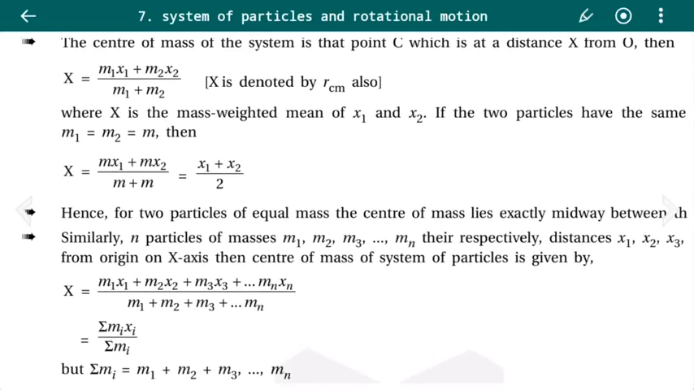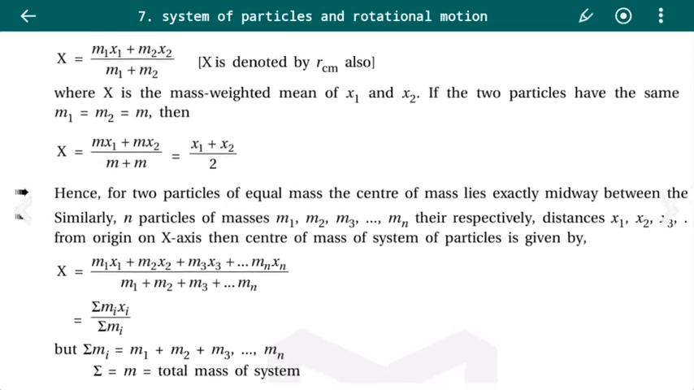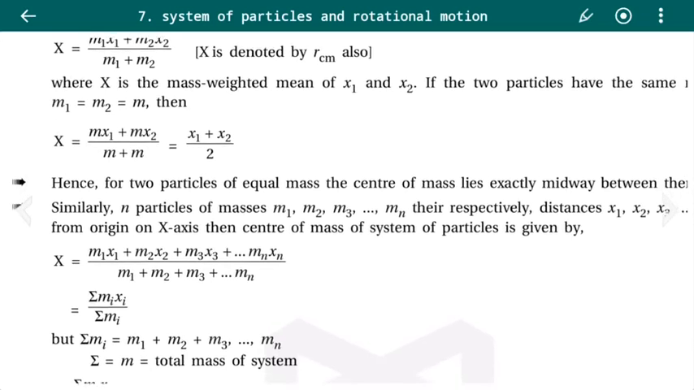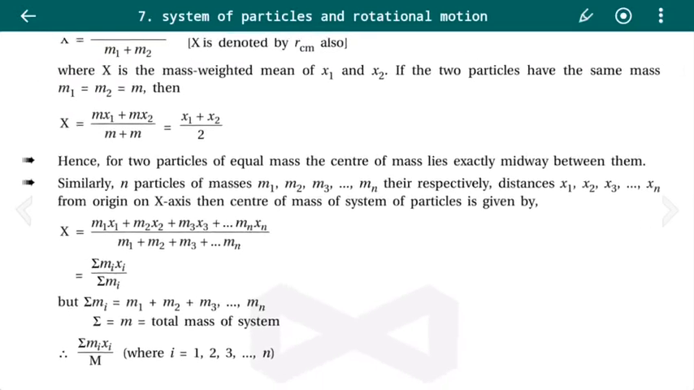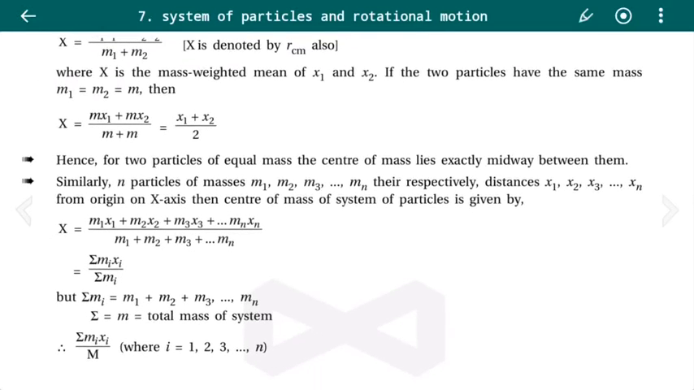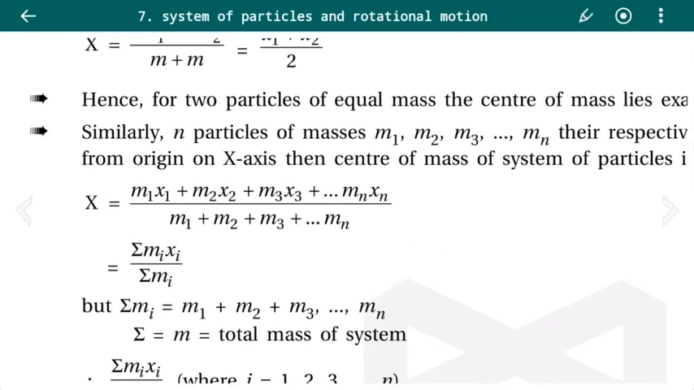Similarly, for n particles of masses m1, m2, m3 up to mn, with respective distances x1, x2, x3 up to xn from origin on x-axis, the center of mass of the system of particles is given by the formula. Here we are having n particles, so we need to get the product of the mass and the position of each particle, sum that up and divide it by the total mass. So in the numerator we will be having m1 x1 plus m2 x2 plus m3 x3 up to mn xn upon m1 plus m2 plus m3 up to mn.